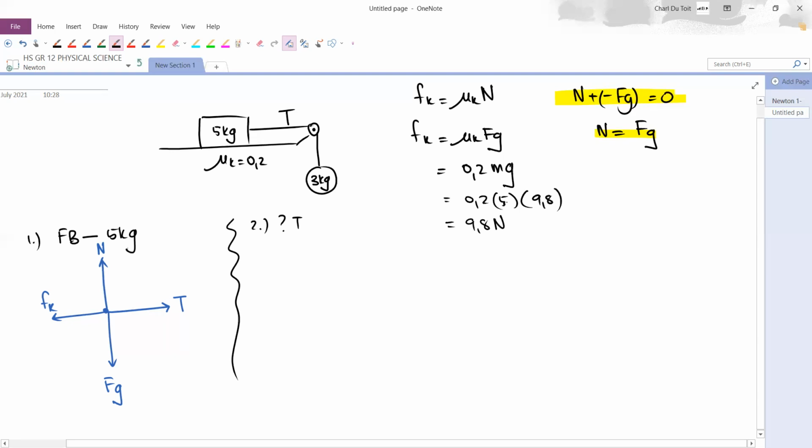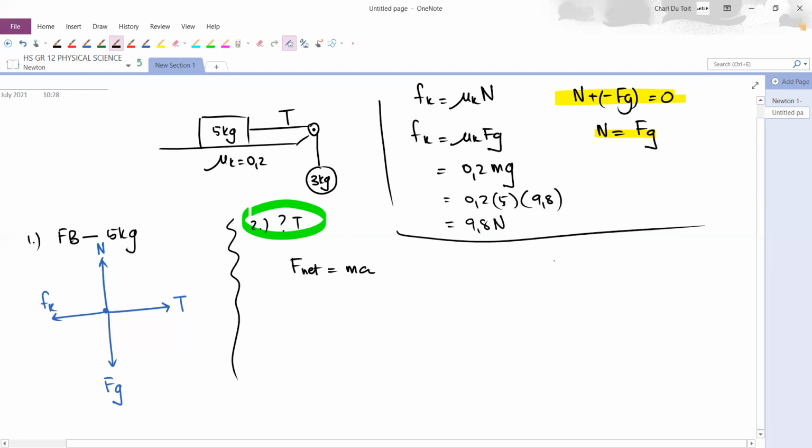Right. Now, this is important. What is your school's method or your syllabus method to determine something like acceleration or tension in the rope? That is determined by setting up two Newton 2 equations for both objects. Can you remember that? So you have to set up F net equals MA for the 5 kg block. And you have to set up F net equals MA for the 3 kg block.